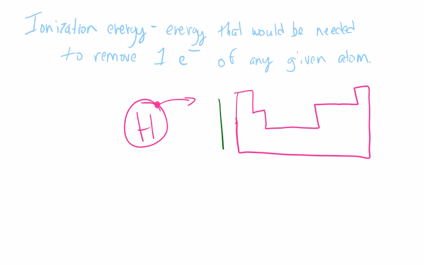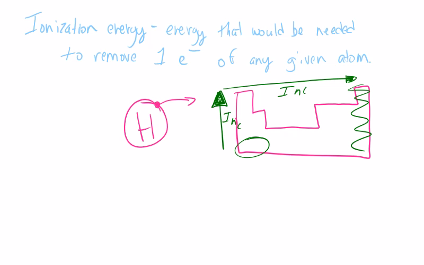They go hand in hand. So it's going to increase as we move up a group, and it's going to increase as we move to the right across a period. So again, these elements over here have the highest ionization energy, whereas these in the bottom left-hand corner have the lowest.